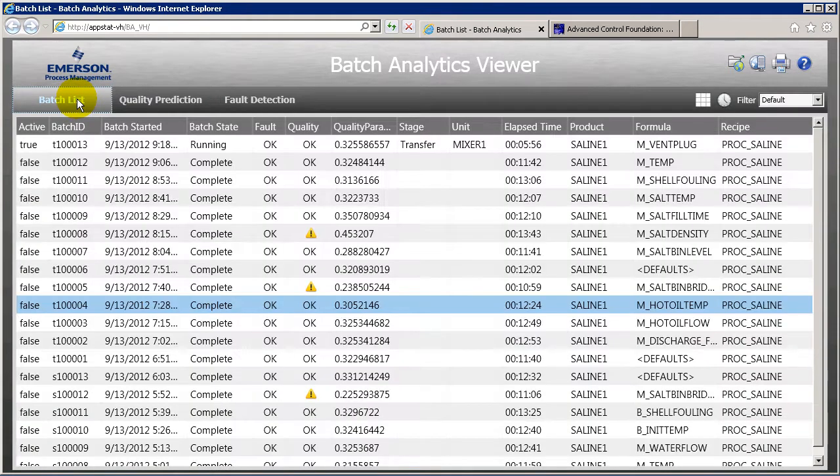I hope this demonstration of the online batch analytics interface has been helpful to you and gives you some ideas in terms of how this can be used to improve a batch operation by allowing the operator to be constantly aware of any fault and its impact on quality parameters.